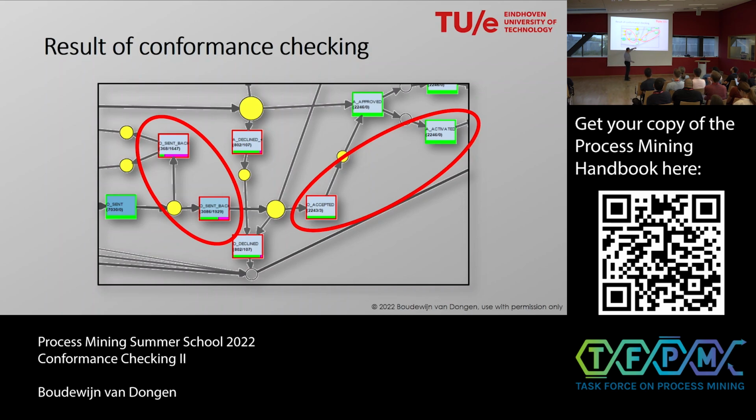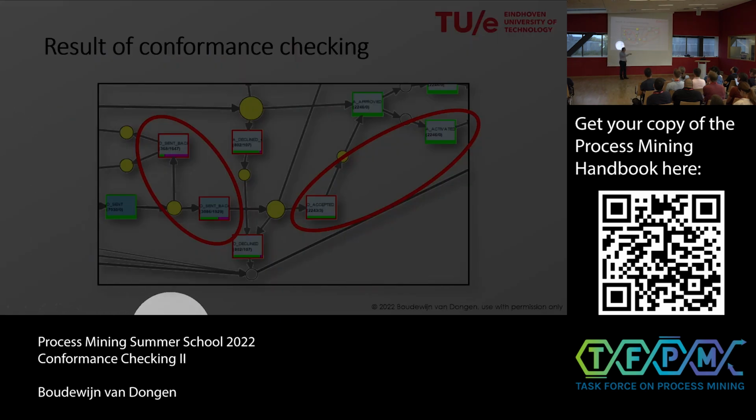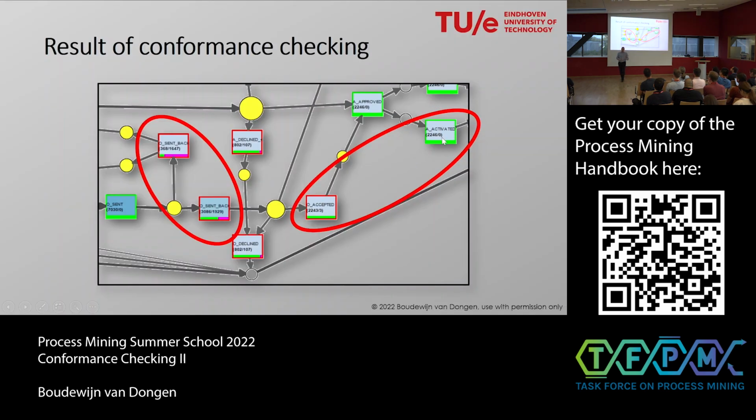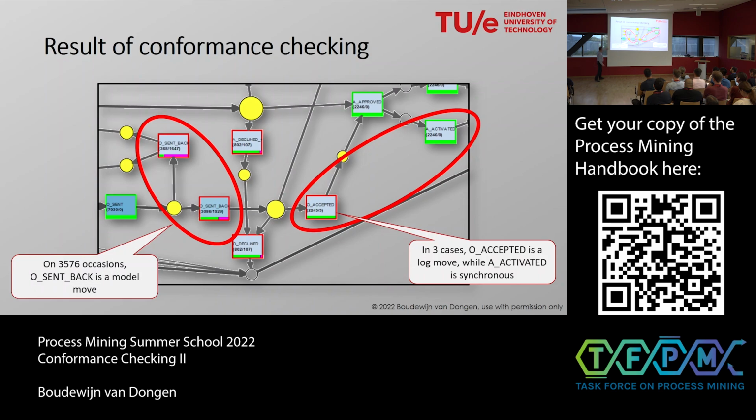We have 3 cases where offer accepted did not happen, but A activated did. And A activated means application activated, money is being transferred to the customer. So how do we interpret this? So there are actually 3,500 cases when offer sent back is a model move. So we started looking for the physical explanation in the underlying process. What's going on here? It's a funny story.